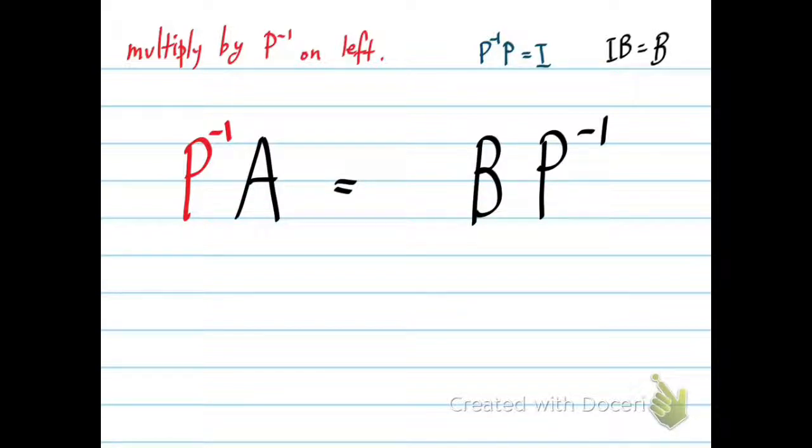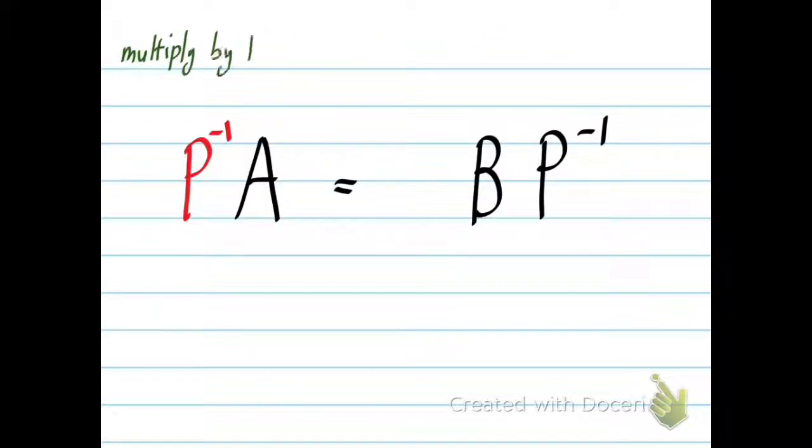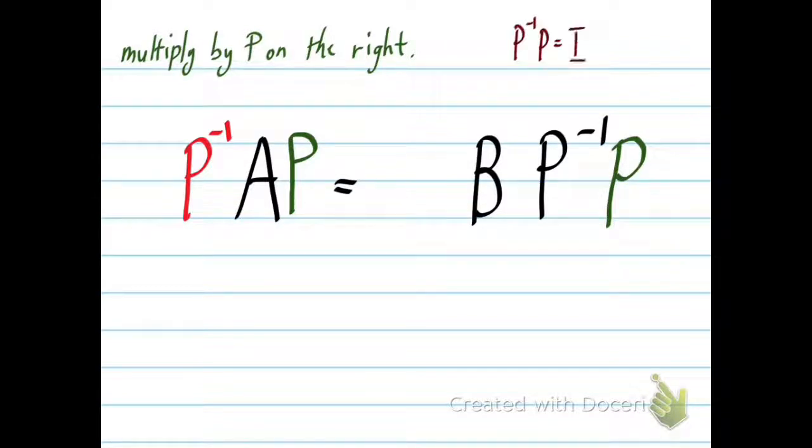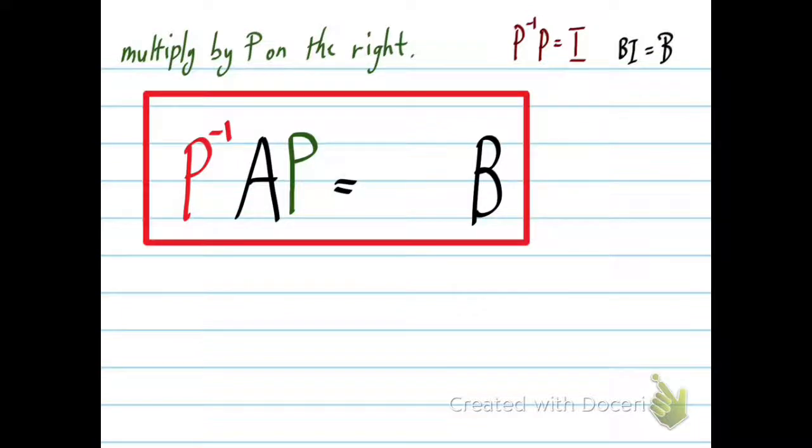Now I'm going to try to isolate B some more. I've got to get rid of the P inverse that's over there on the right. I can multiply both sides of the equation by P on the right. Now P inverse times P is the identity, and B times the identity is just B. And so I'm left with P inverse A P equals B.